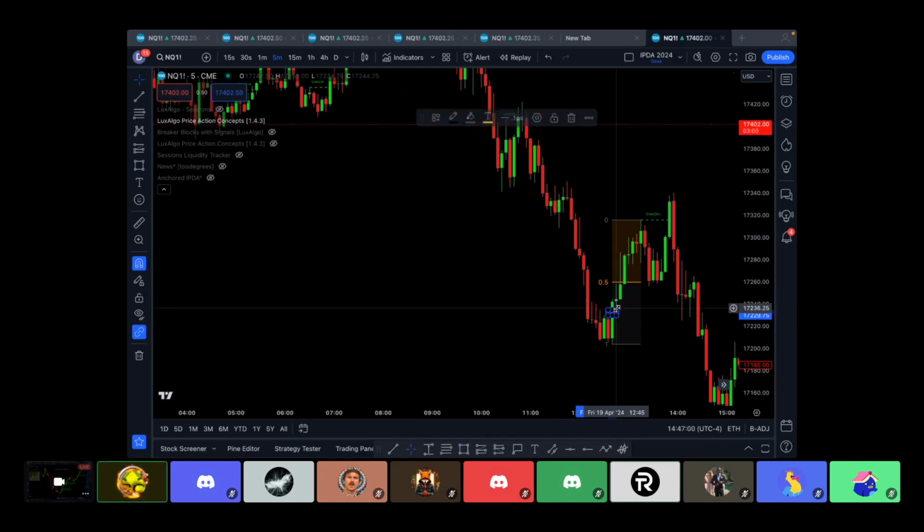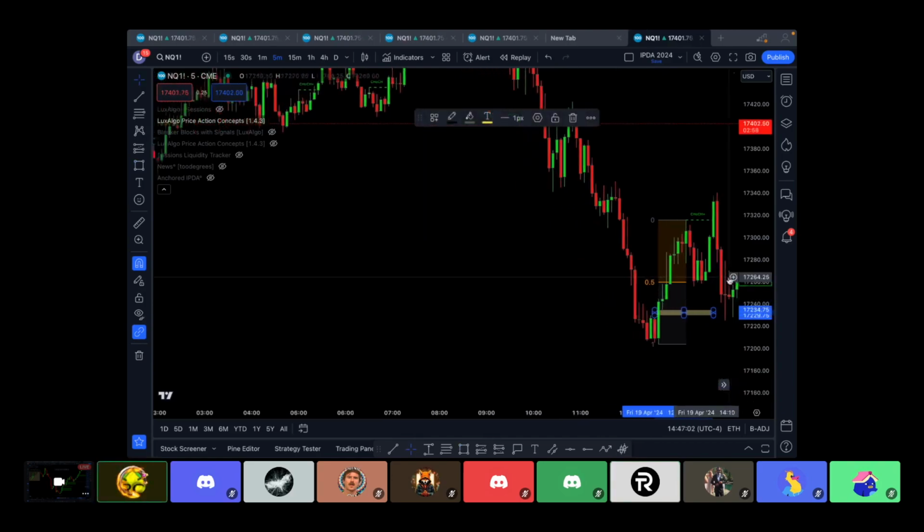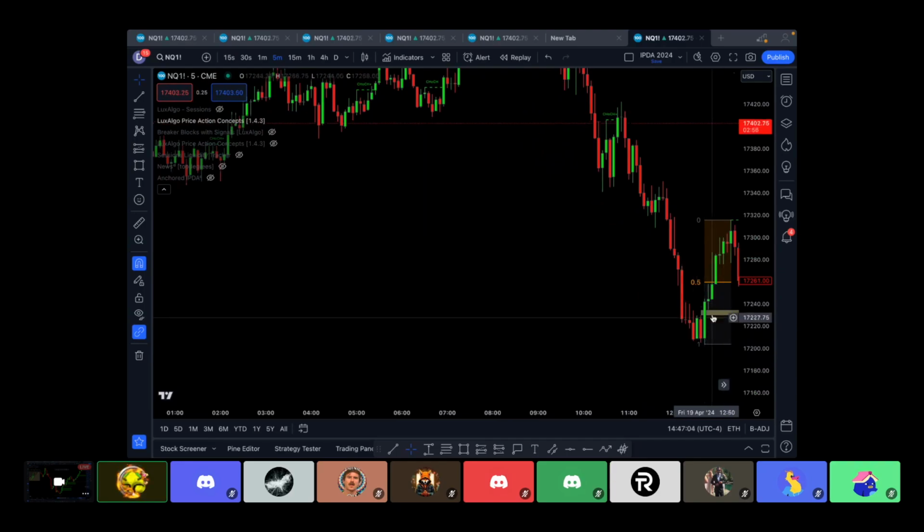Oh, and what else is there? What else is there, guys? We have a bullish order block. Look at the bullish order block. We have a bullish order block with a bullish FVG. Oh my god, guys. We have a high probability order block. I'm gonna go all in here. Boom.